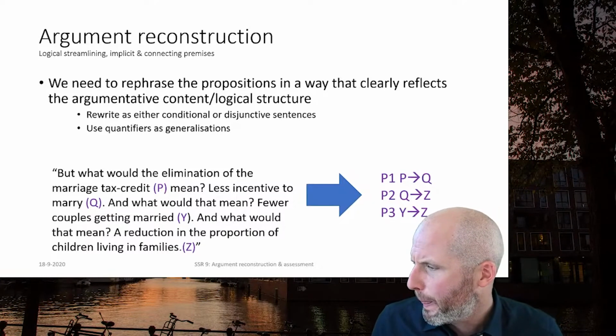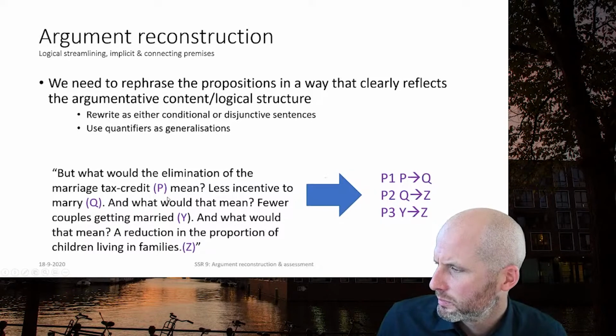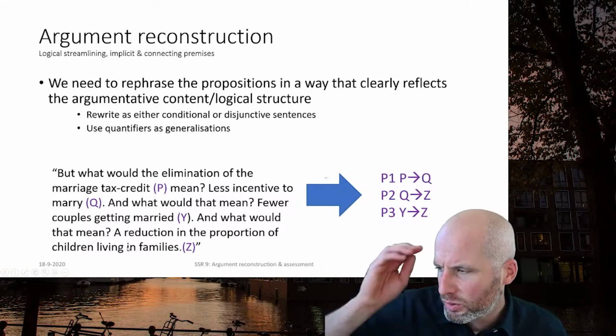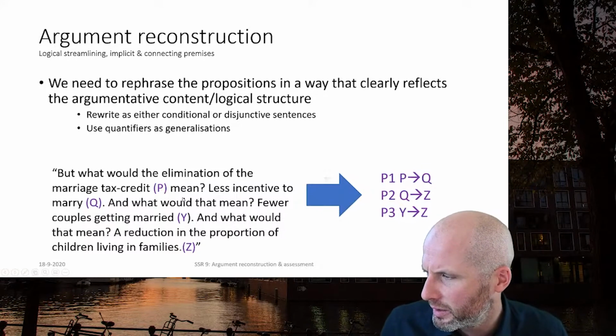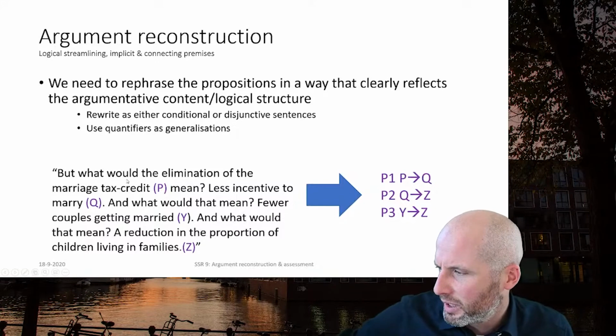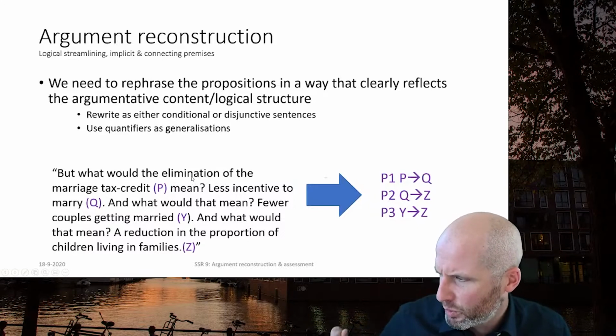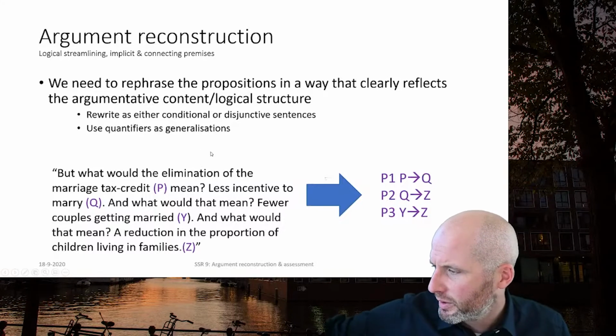No, this is a different example. This is also drawn from the book. So if you think I'm going quickly, then you can still look it up in chapter 5. Somebody is claiming something in an opinion piece. So what would the elimination of the marriage tax credit mean? Less incentive to marry. And what would that mean? Fewer couples getting married. And what would that mean? A reduction in the proportion of children living in families.